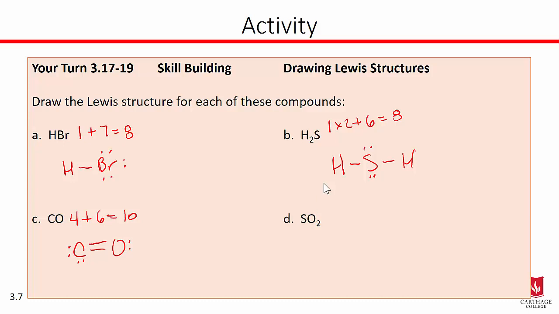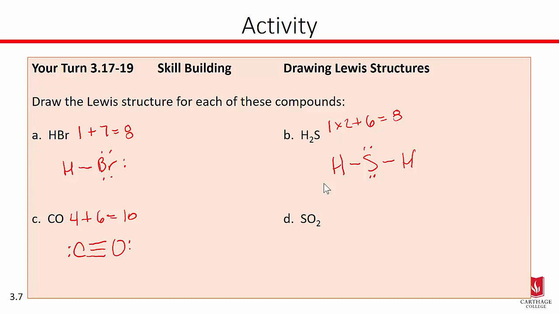Now I'm going to take away a second pair from the carbon atom, and I'm going to put it as another bonding pair between the two. All right, so I still have 10 electrons drawn, 2, 4, 6, 8, 10. And now I meet the octet rule for everything. 2, 4, 6, 8 around carbon, 2, 4, 6, 8 around oxygen. So that's my final Lewis structure for carbon monoxide.